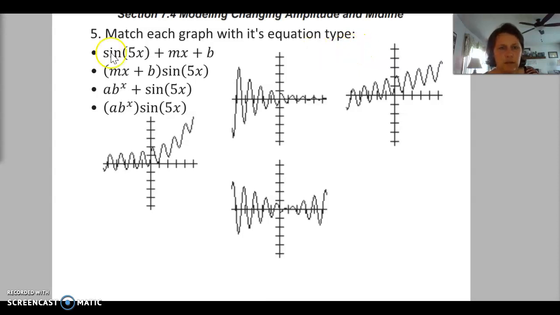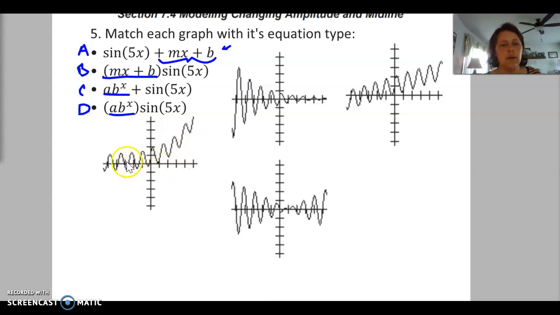So what we have to do is decide, is it the midline that's being changed, or is it the amplitude that is being changed? And is it being changed with a linear equation, or is it being changed with an exponential equation? So let's just start going through. I'm just going to draw lines, say we have A, B, C, and D. We'll do it that way.